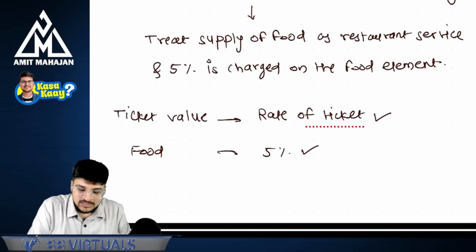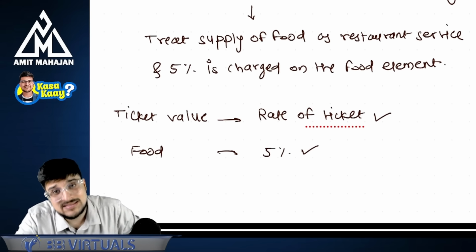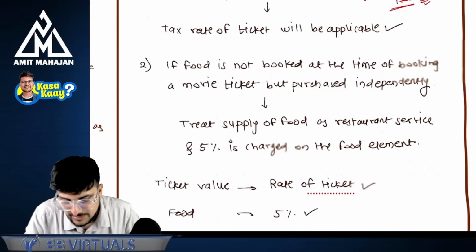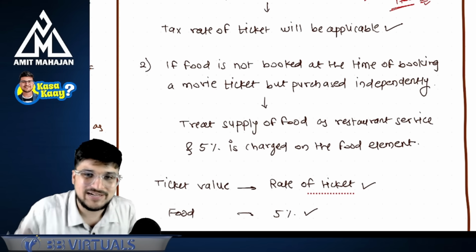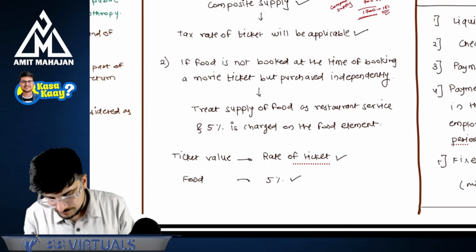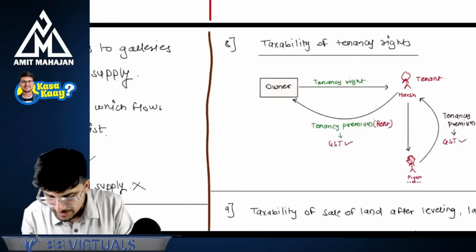Understanding? So on the ticket value, the rate of the ticket will be applicable, and on food value 5%, because it is getting treated as restaurant service. And both will be treated independently if you are not booking food along with the ticket. Understanding? Sure, no problem. Okay.